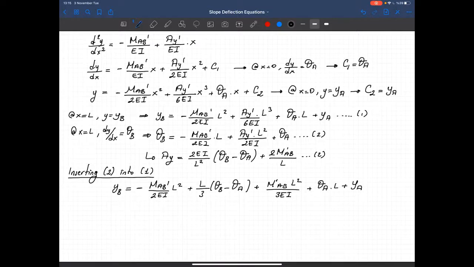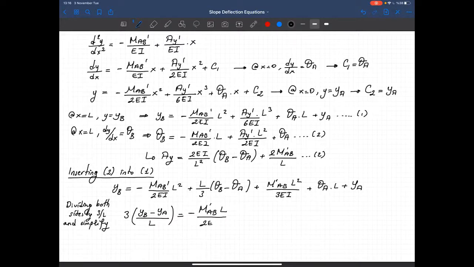Dividing both sides and simplifying, we obtain the following relationship: 3 times yB minus yA divided by L is equal to minus MAB prime times L divided by 2EI plus theta B plus 2 theta A.